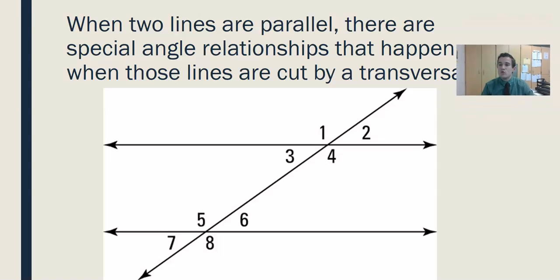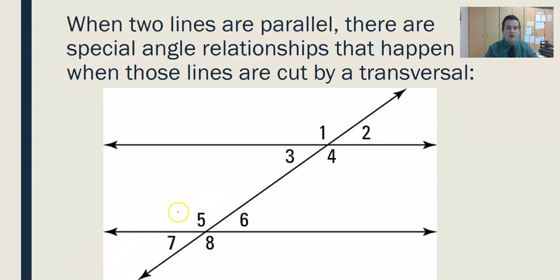So when two lines are parallel and I cut those parallel lines with a transversal, some very specific angle relationships exist. So I'm going to color in some of these. I'm going to color these angles right here. I'm going to color these red. And let me switch my colors up here. Let me get, say, a green one. This right here.